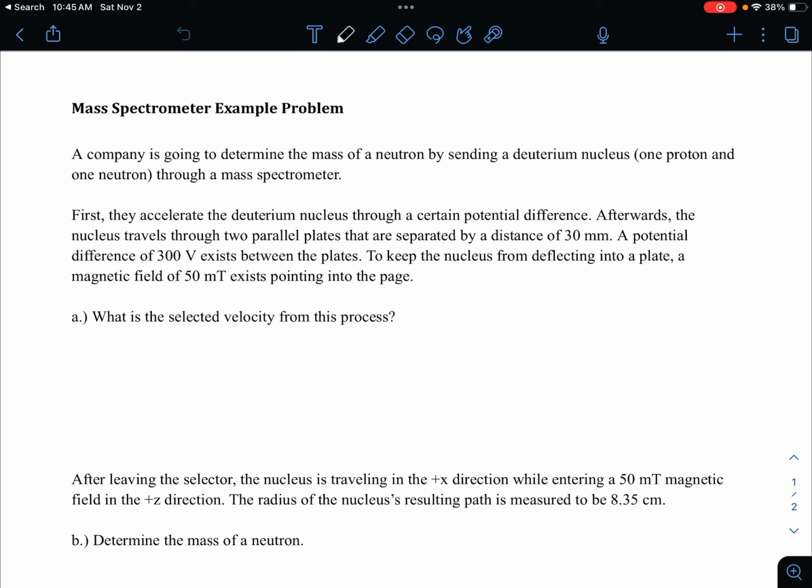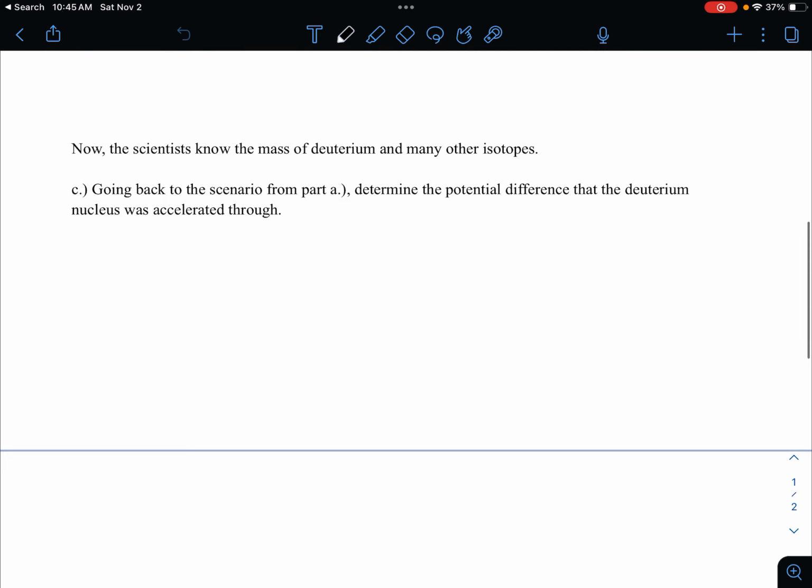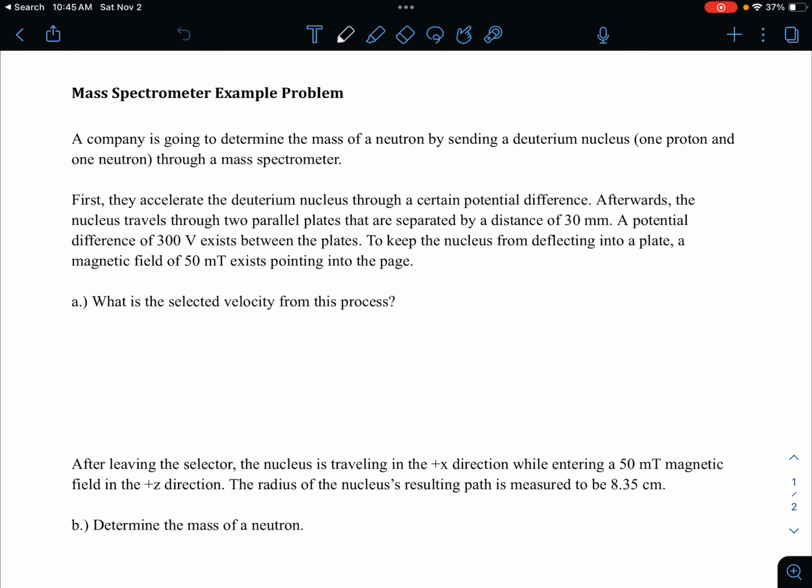So this is a mass spectrometer example problem. This is not one from page 21. This is just one I wrote up, but the ones on 21 focus on different parts of the mass spectrometer, like the accelerator, selector, and the detector. This is all of it in one problem, so hopefully it'll help you understand how to solve these kinds of problems.